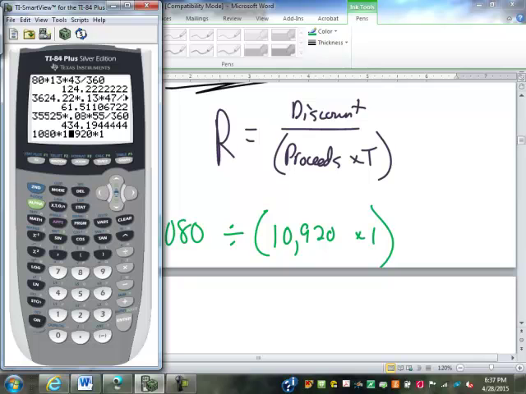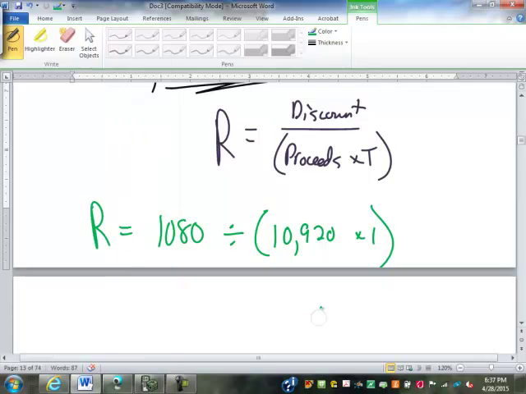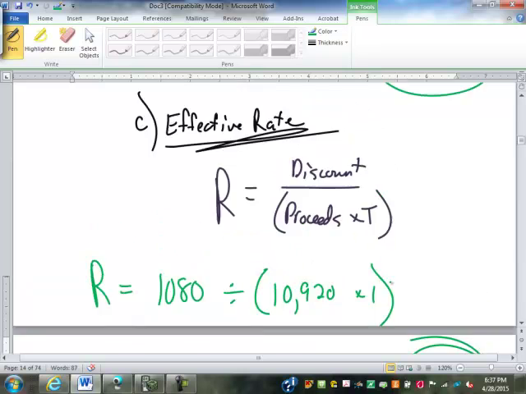Let me try that again. I screwed it up. So 1,080 divided by 10,920 times 1, close. 0.0989, which means 9.89%. So instead of 9%, 9.89% is the effective rate.